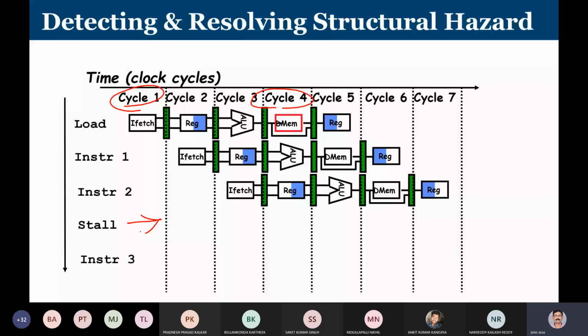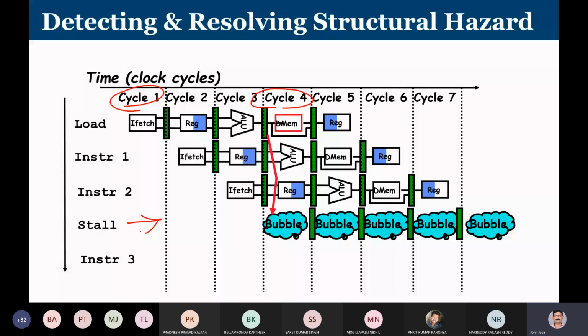So we call it a bubble. Bubble means it's a no operation. That means a pipeline register will be filled with all zeros, so in subsequent stages also you don't do any operation. Ideally in clock cycle number 7, one instruction is getting over. In clock cycle number 8 also, there should be a write back stage for one register, but that won't happen. In clock cycle number 7, there is a write back for instruction 2, and instruction 3 will write back only at clock cycle number 9.